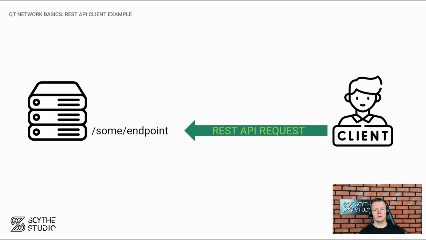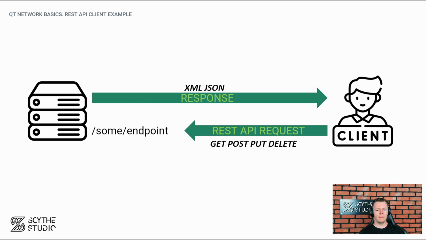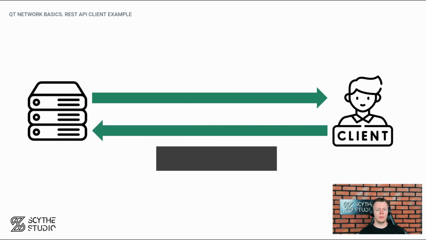REST APIs use common HTTP methods like get, post, put, delete, and there are also others, to perform actions on the data. Then the API responds with data in a simple format like XML or JSON.